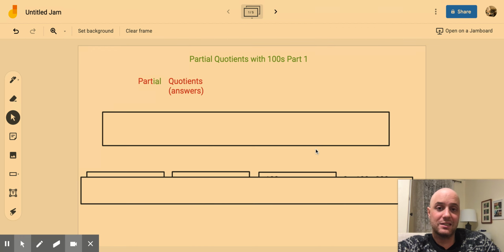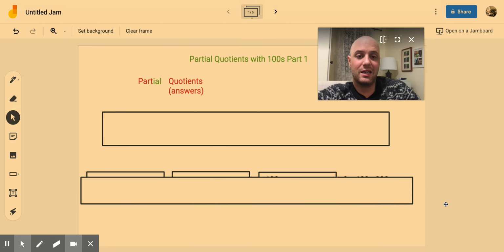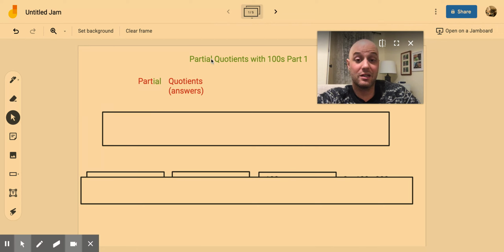Hello, everybody. It's Mr. Pearson here, and today we are going to be learning partial quotients with hundreds. This is part one. Part two will be coming up soon.